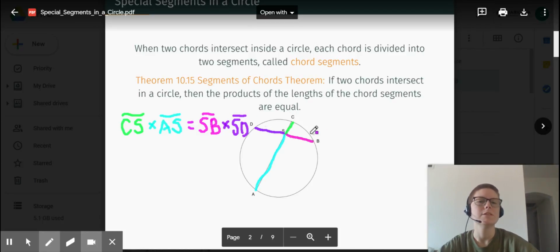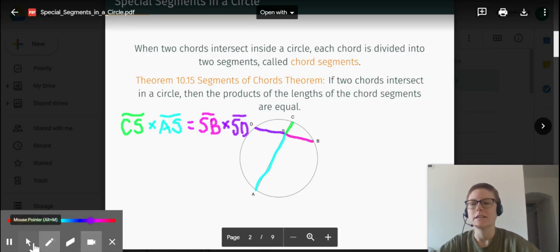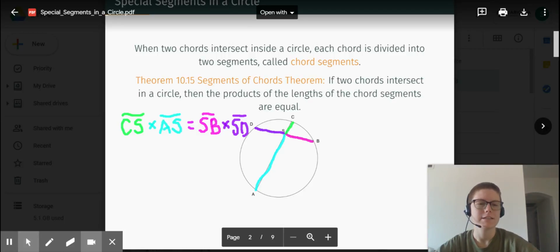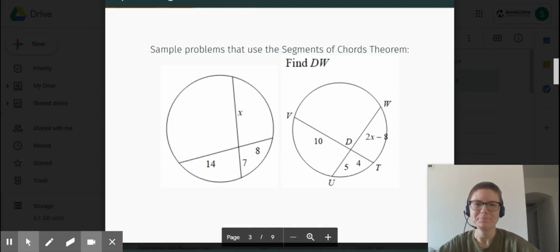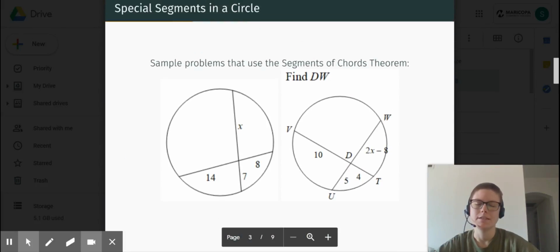If this was 2 and this was 3, this could be 1 and 6, and it would work. All right, so make sure you get that down, and then we're going to go on to the next slide for some sample problems. Okay, so these sample problems use the segments of chords theorem.